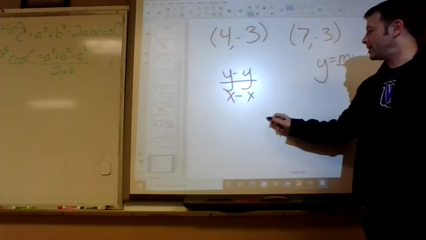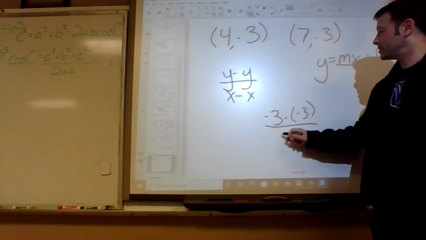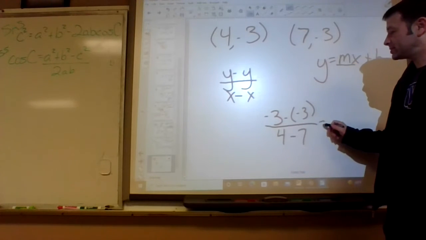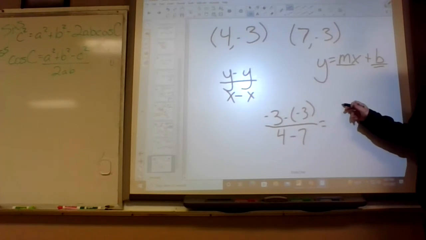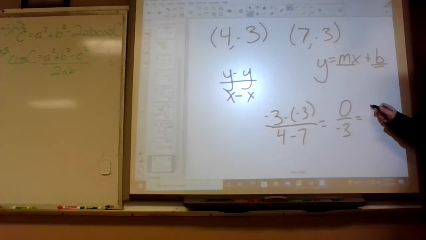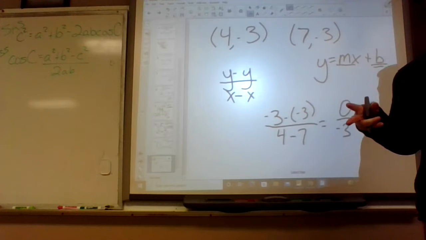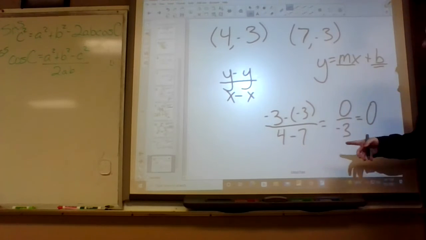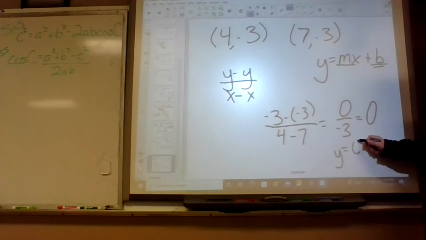Okay, so y minus y is negative 3 minus negative 3, and x minus x is 4 minus 7. What's negative 3 minus negative 3? 0. What's 0 divided by negative 3? 0. It's like saying 0 split 3 ways is equal to 0. Anyways, so the slope is 0, so y equals 0x plus b.